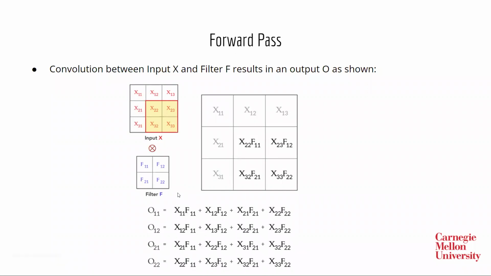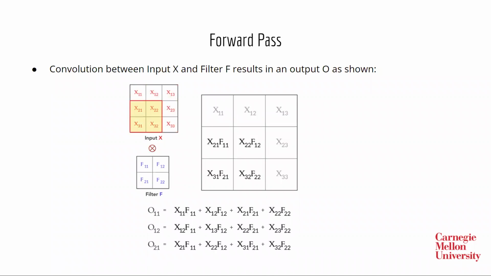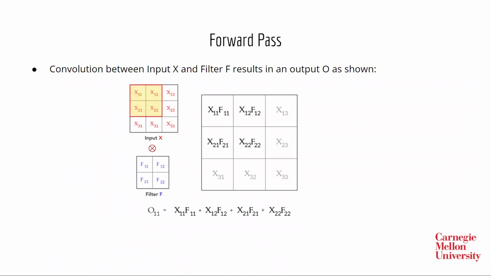All right. And this is how we have got all your forward pass equations. It's the standard convolution that you did. This is just for a single channel.